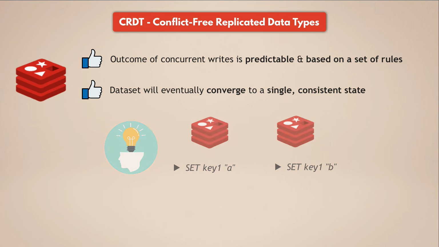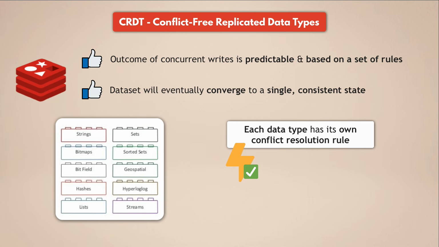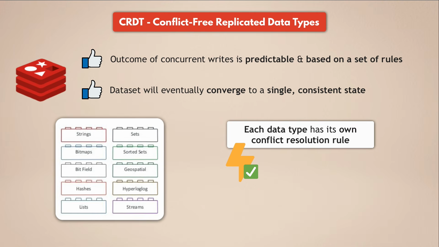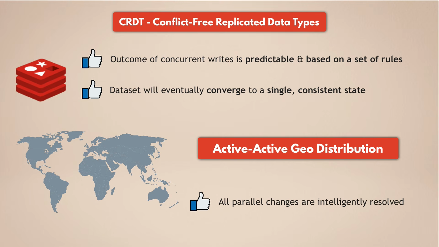And since, as you learned, Redis supports multiple data types, for each data type, they use its own data conflict resolution rules, which are the most optimal for that specific data type. So simply put, instead of just overriding the changes of one source and just discarding all the others, all the parallel changes are kept and intelligently resolved. And again, this is automatically done for you with this active geo-replication feature, so you don't need to worry about that.